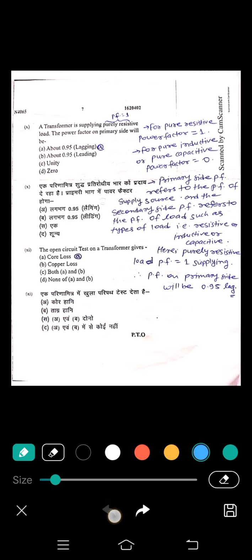Question number 11. The open circuit test on a transformer gives. This is also basic theory. We perform the open circuit test to find out core loss or iron loss. The right answer is option A.